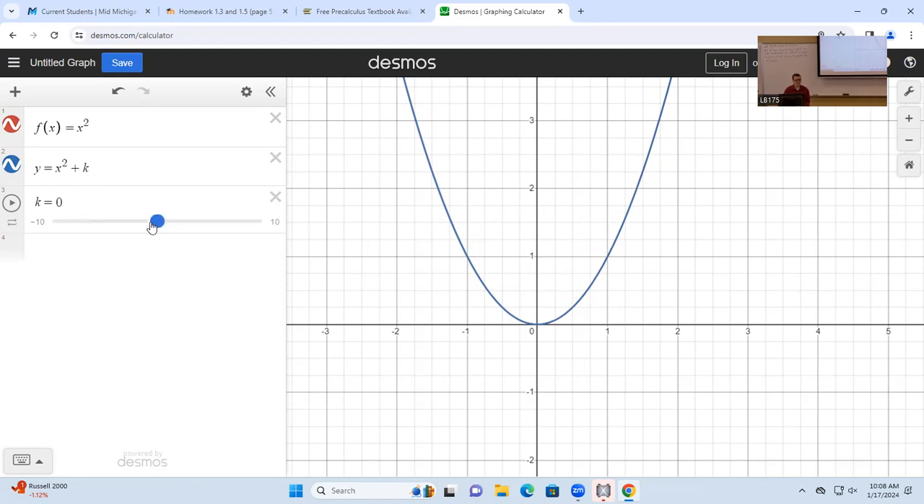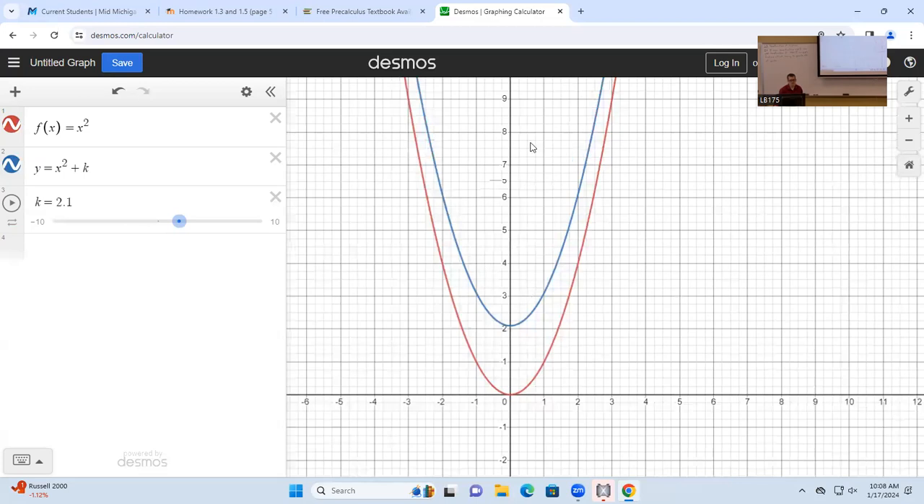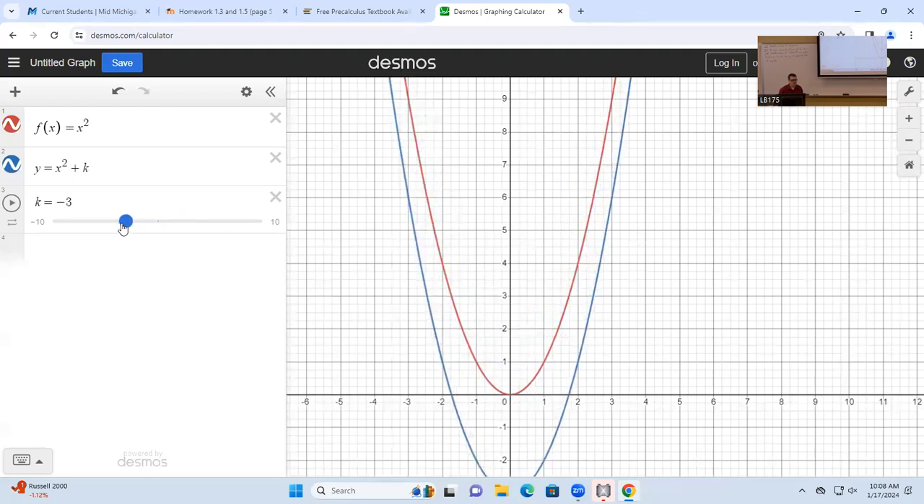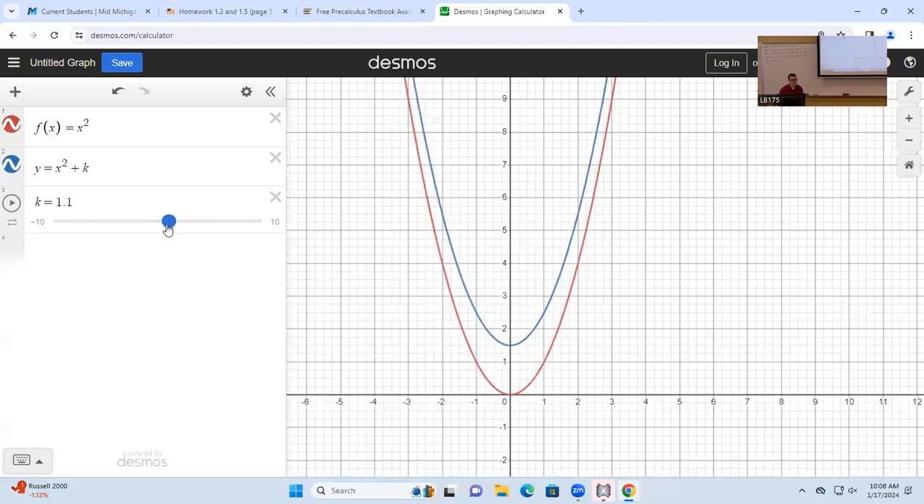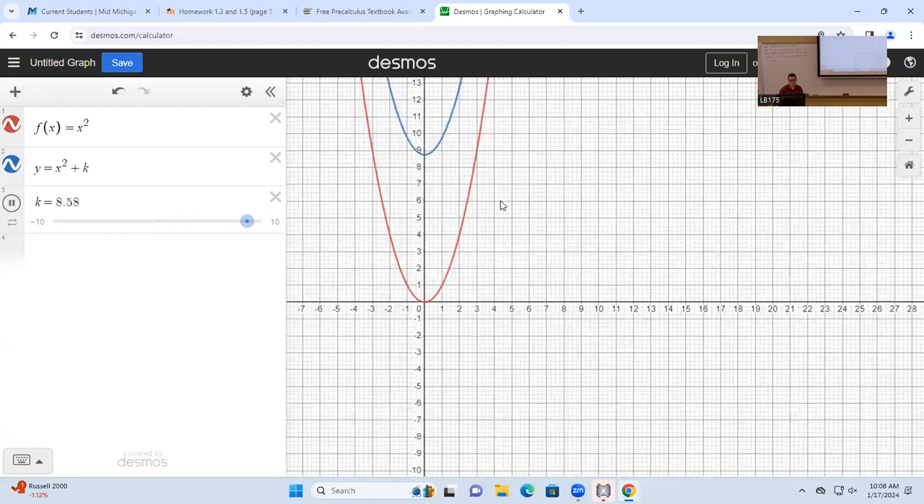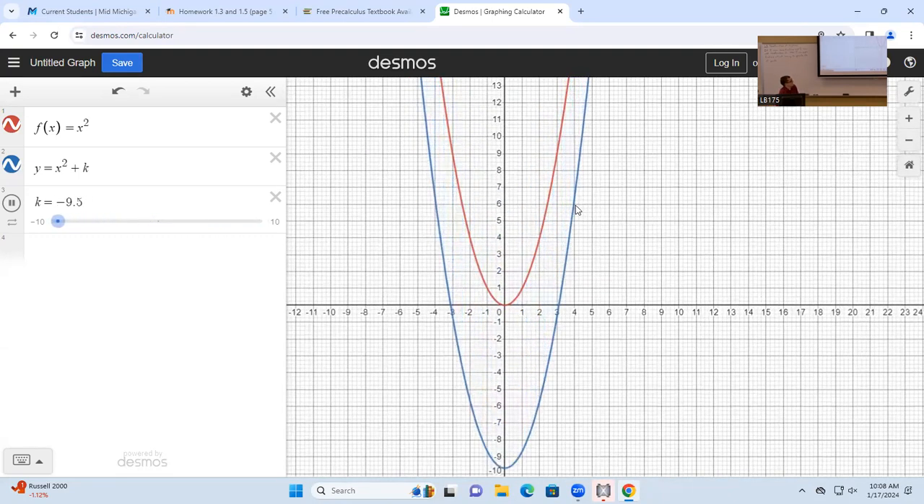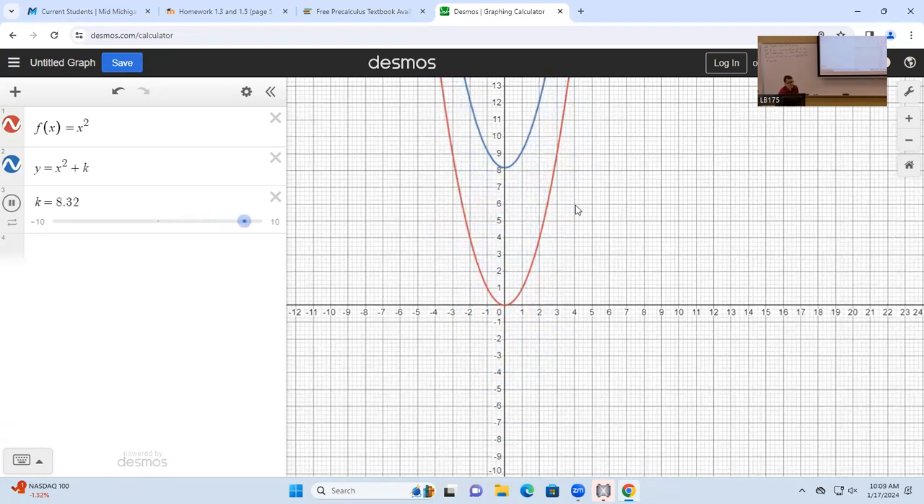When k starts increasing, what's happening is that my quadratic just moves up. This is the same parabola, just moved up, okay? And when k is negative, it's the same parabola, moved down. So we're moving up and down, whatever that shift happens to be. So the parabola is just moving up or down based on what value of k we're using. Desmos has this nice feature where you can just push play and it'll shift it for you.